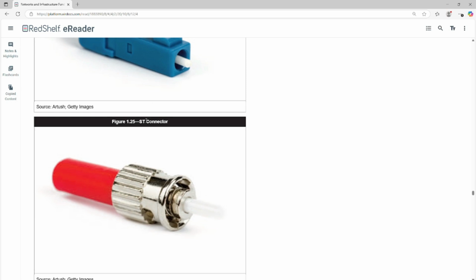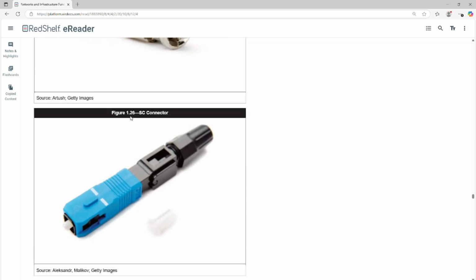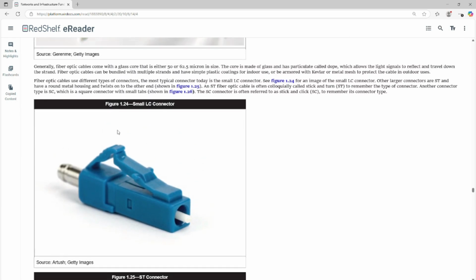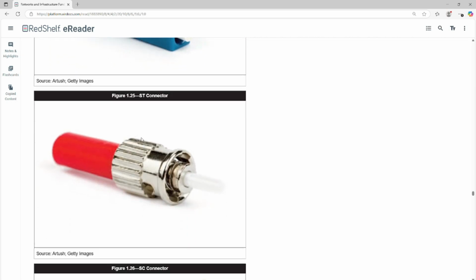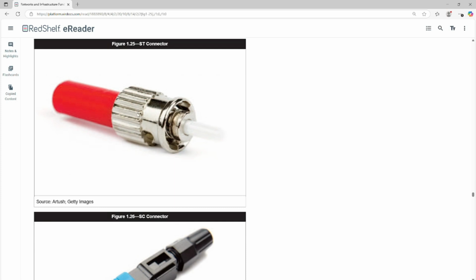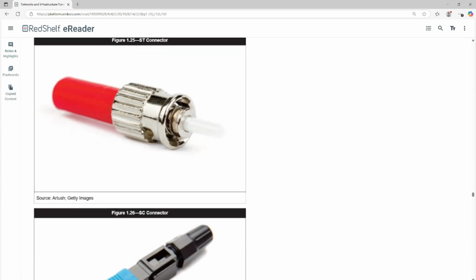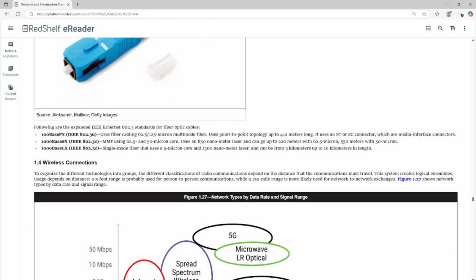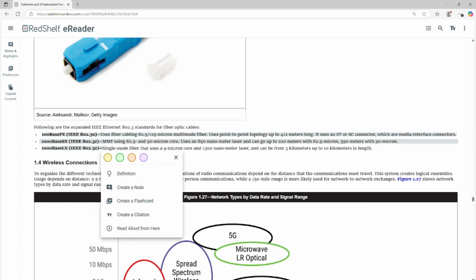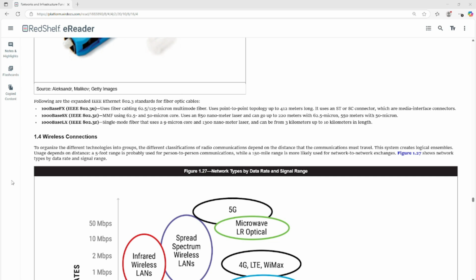Figure 1.25 is an ST connector. 1.26 is an SC connector. So the most typical connector is the small LC connector. That's it. Followed by the ST connector in figure 1.25, and then you have the SC connector 1.26. Following the expanded IEEE Ethernet 802.3 standard for fiber optics. Keep that in mind.